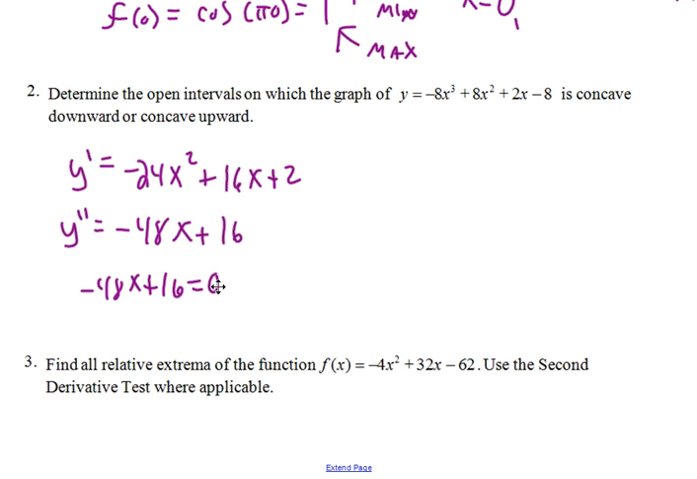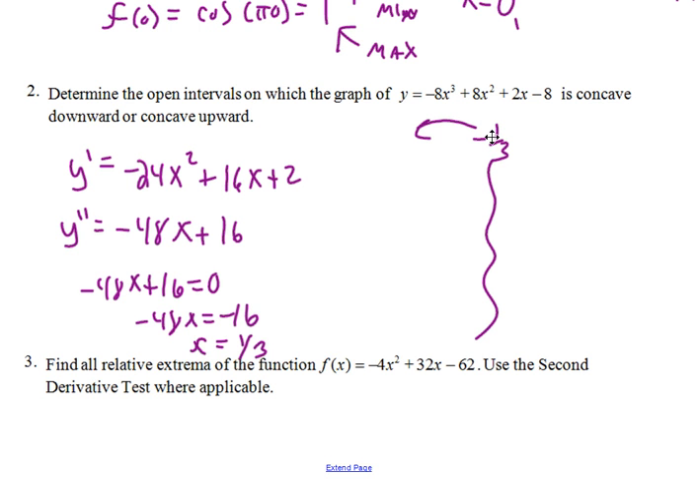So I'm going to kick this negative 16 over. Okay, and then I'm going to divide by negative 48, and it's going to go into it 1/3 time, so 1/3. All right, so we only have one number to test here. If you think about this in intervals, we want to find out what's happening to the left of 1/3 and what's happening to the right.